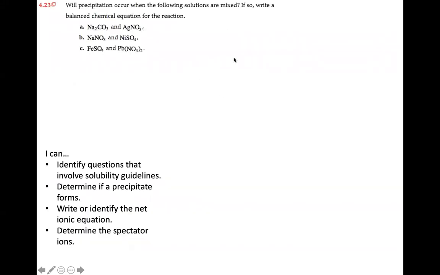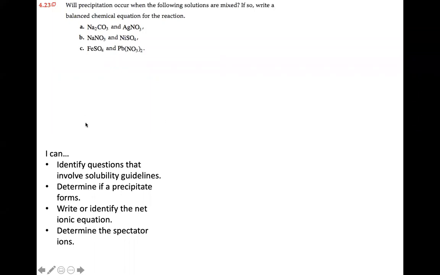So this is a typical end of chapter question. Will precipitation occur when the following solutions are mixed? If so, write a balanced equation for the reaction. What you would be doing is looking at the provided solubility data and seeing if you have a combination with poor solubility. If so, you would write the net ionic equation and determine the corresponding spectator ions. If you can do that, you completely understand the idea.